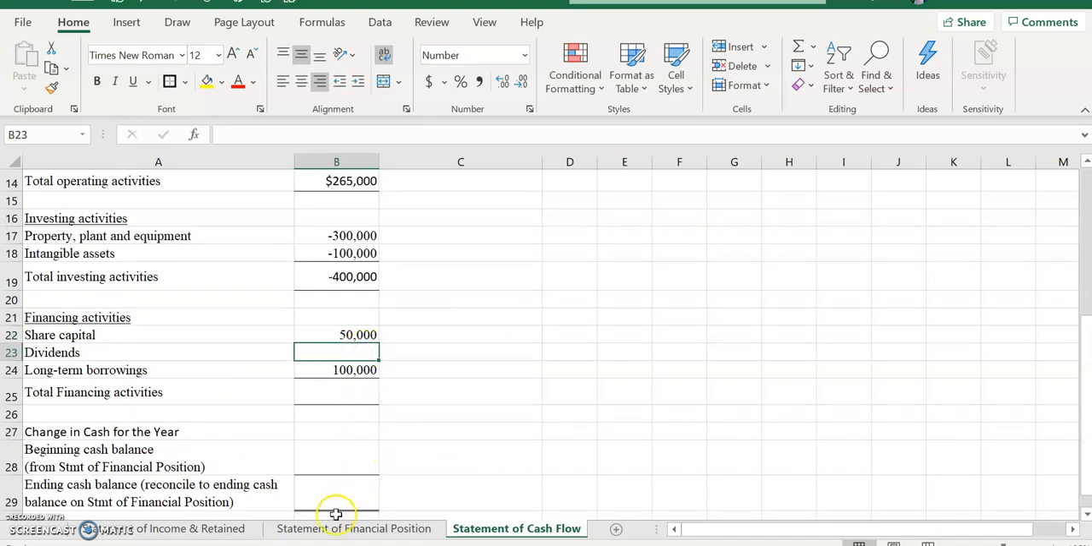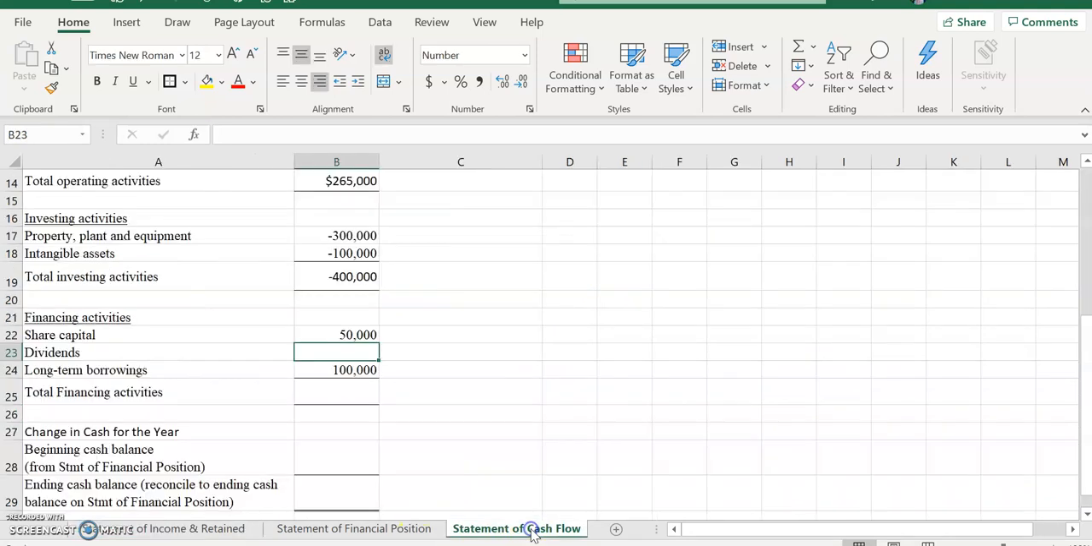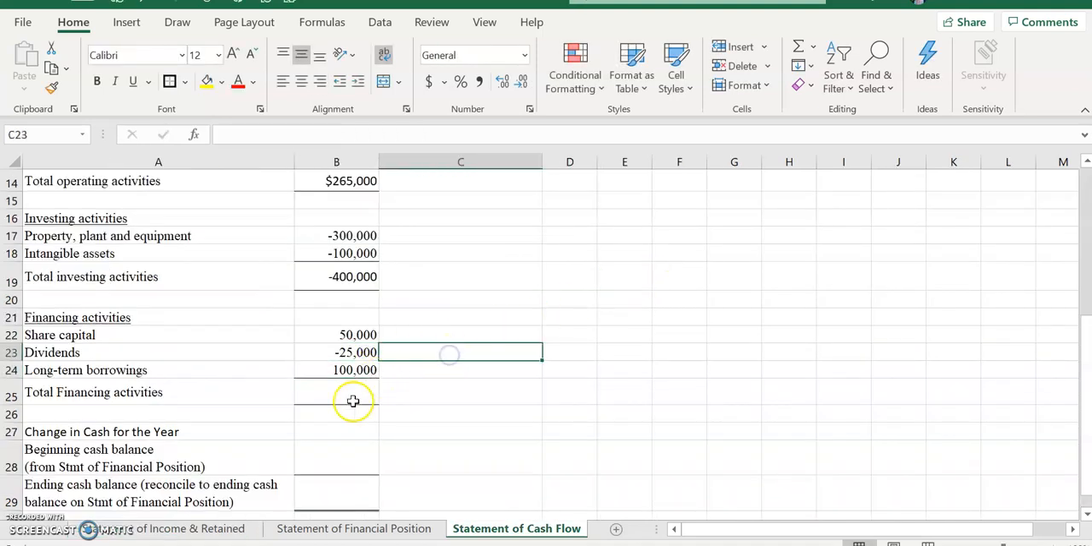Okay. Dividends. Let's go look at what happened to dividends. So for dividends, we want to go over and look at our statement of retained earnings. We paid out dividends of $25,000. So we have to take that into consideration. If we paid dividends of $25,000, well, we gave them cash. So if dividends are declared and paid in a year, then that means our cash went down. So I'm going to go here, 25,000.